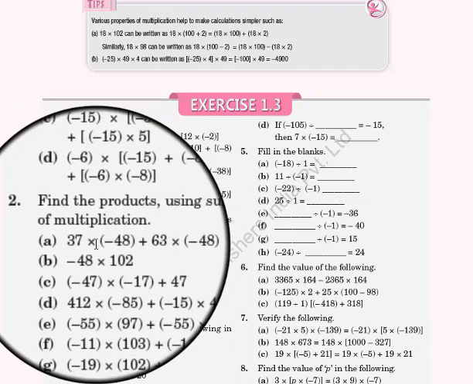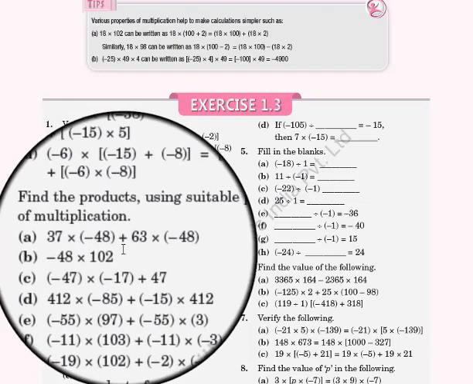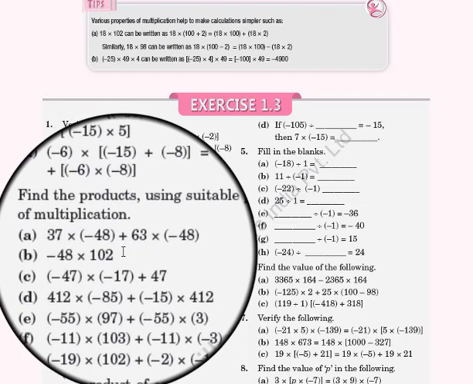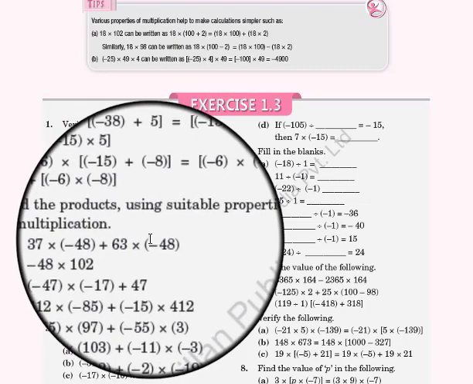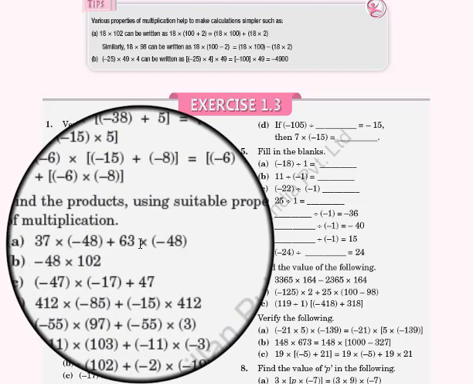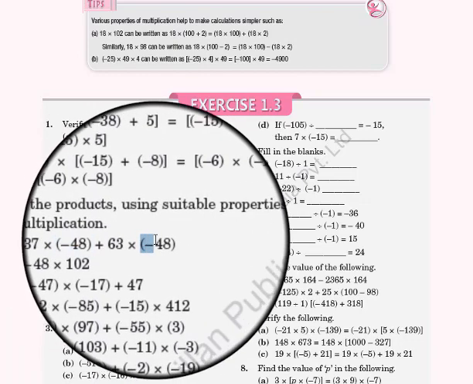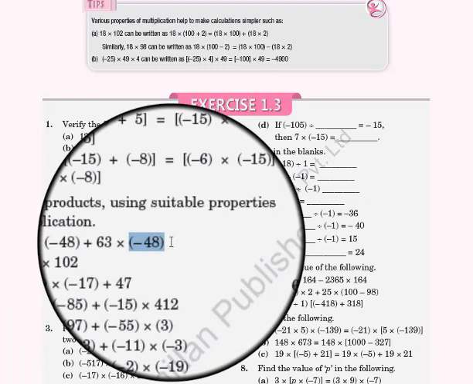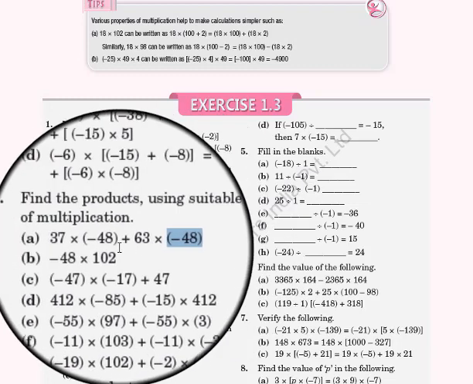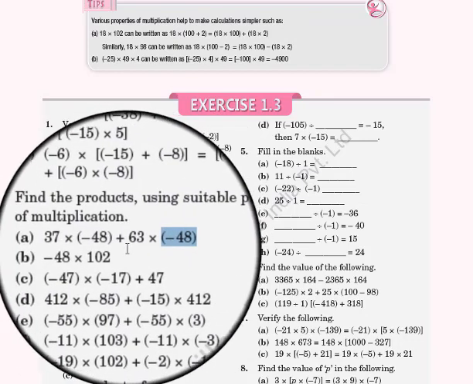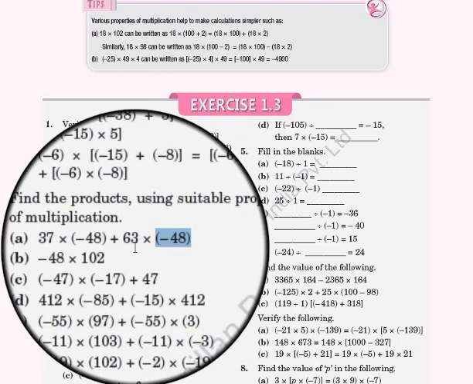In this case, you can see the plus sign here, and on the left hand side and right hand side you have to select a number which is common in both. Here you can see minus 48 exists here, and again minus 48 exists here. So I will take out minus 48 common, and see what is coming inside the bracket. The numbers are 37, and in between the sign is plus, and 63, which comes out to be 100, and minus 48 into 100 comes out to be minus 4800.